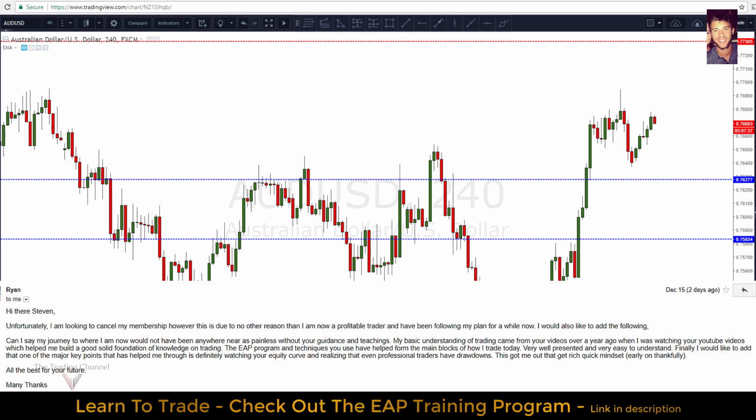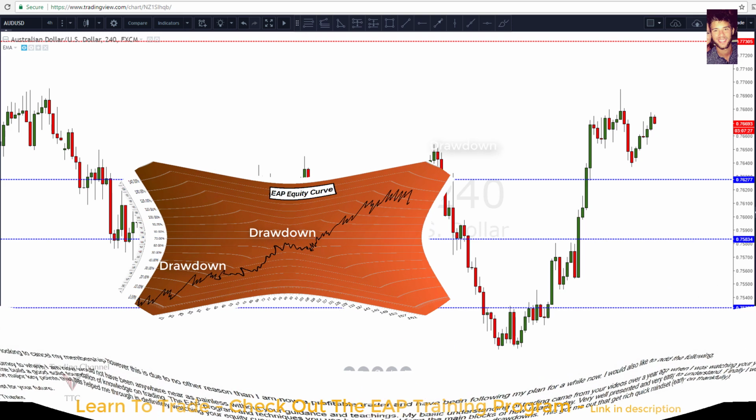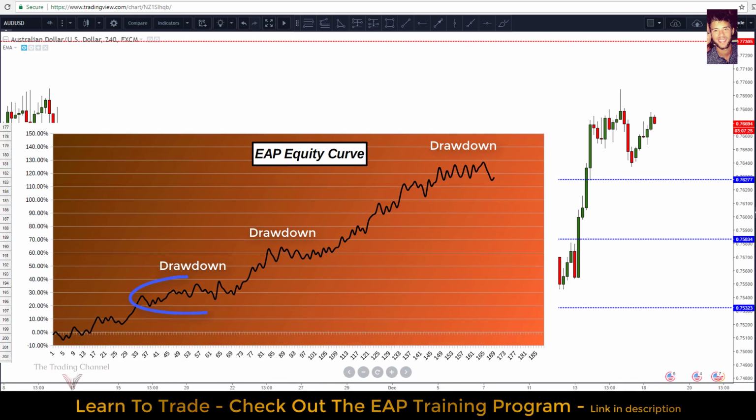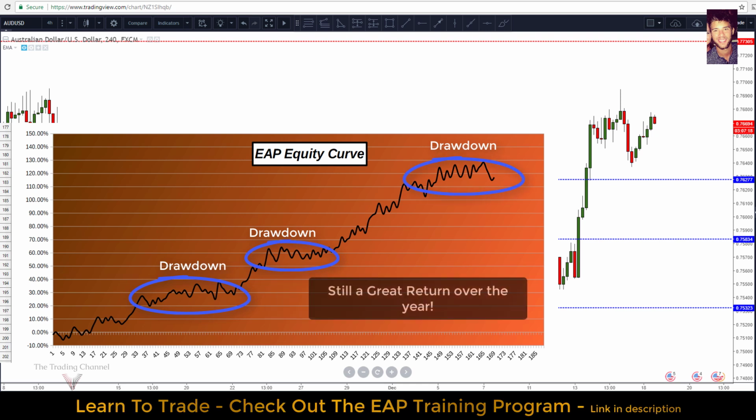So to sum up Ryan's email, watching the equity curve that he sees whenever we do the EAP review videos each week taught him a little more about discipline, taught him about risk management, taught him that even professional traders have drawdowns. And with that being the case, he started to understand that him having drawdowns was okay too.